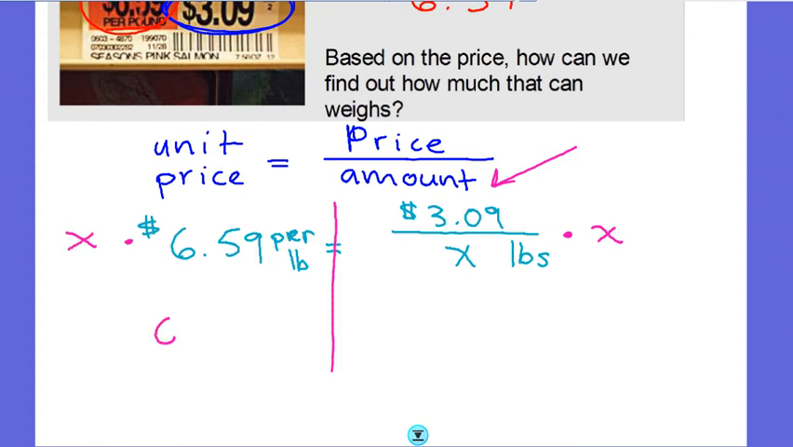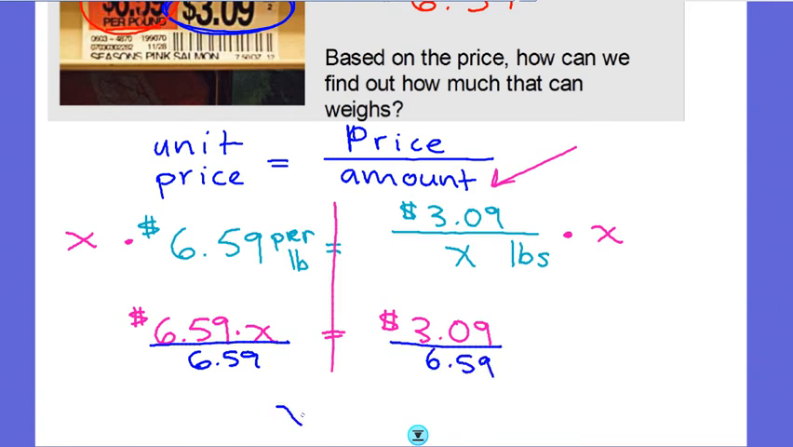So on the left side now, I multiply by x, and I get $6.59 per pound times x pounds will get me $3.09. And notice I don't have anything in the denominator anymore because I got rid of it with multiplying by x. And so now I just want to solve for x. I want to get the x variable all by itself. And so the only thing next to the x variable on the left side is the $6.59. And I want to get rid of that. And it's attached to the x with the multiplication, so I'm going to divide by $6.59 on both sides.